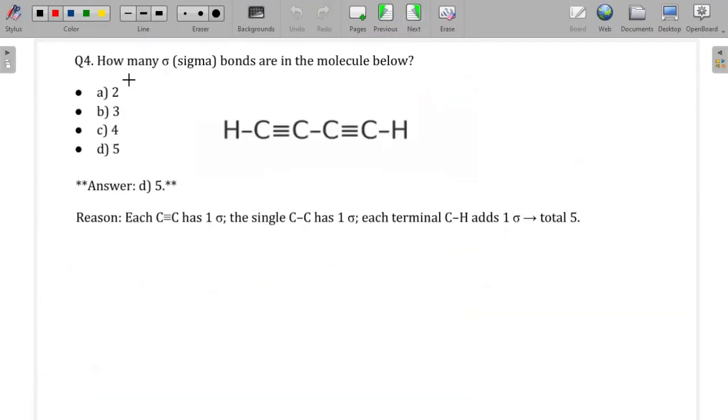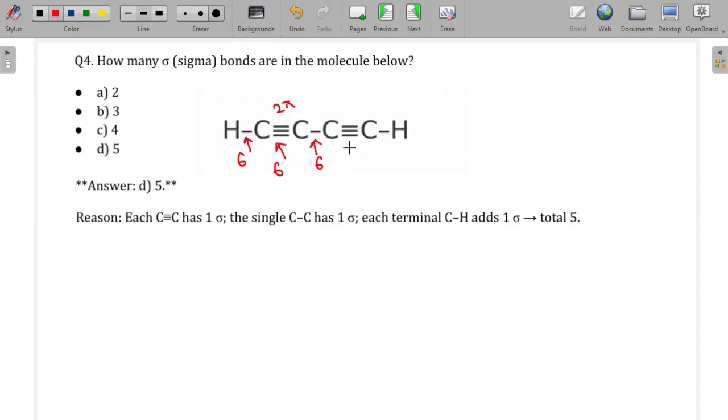Question 4, they're saying how many sigma bonds are in the molecule below? Okay, so in any bond that you can see, whether it's a single bond, double bond, or triple bond, there's always a sigma bond present. And the sigma bond in any type of bond is always 1. So in this one, there's a sigma bond there. In this one, it's a triple bond, so one of the bonds here is sigma, and then 2 of them are pi bonds. This one is a single bond, so there's only a sigma bond.